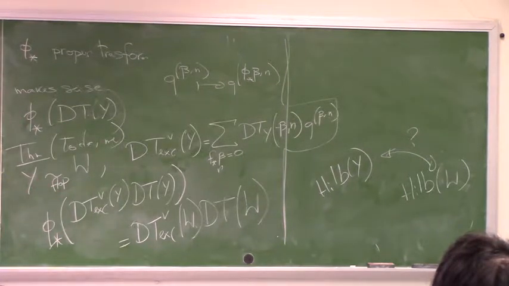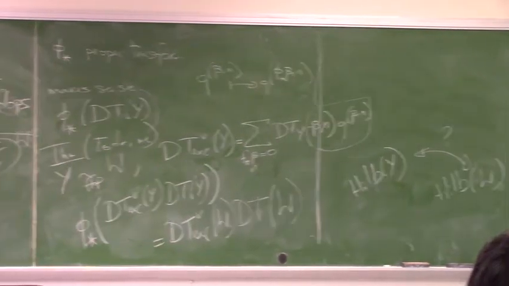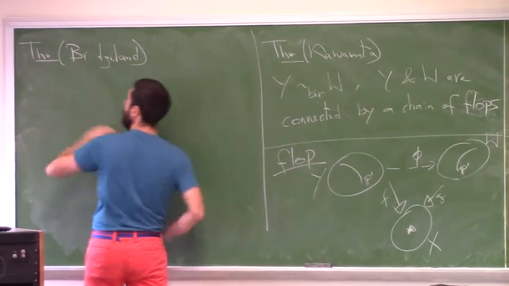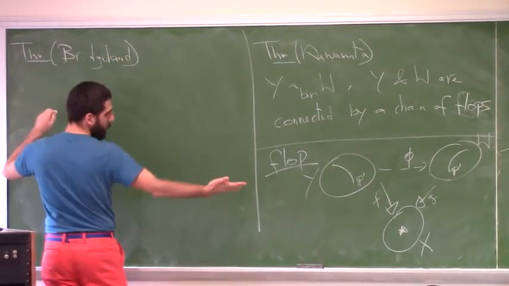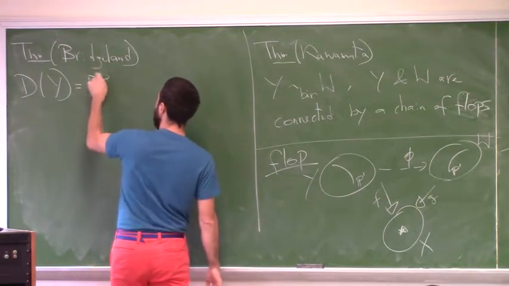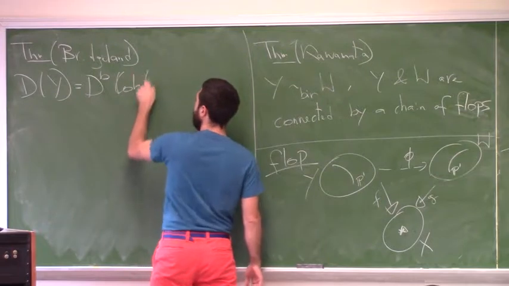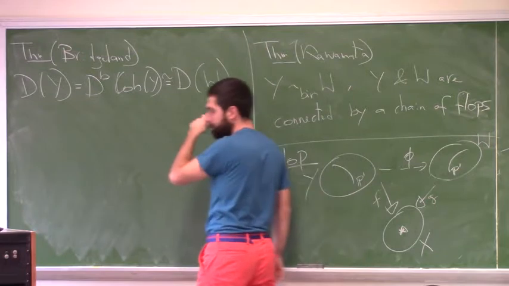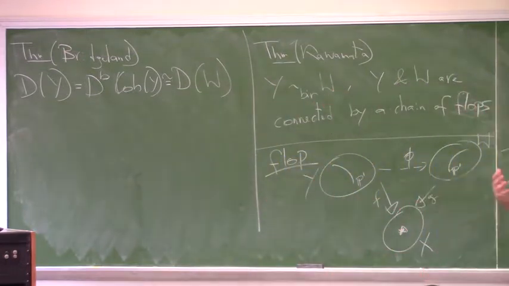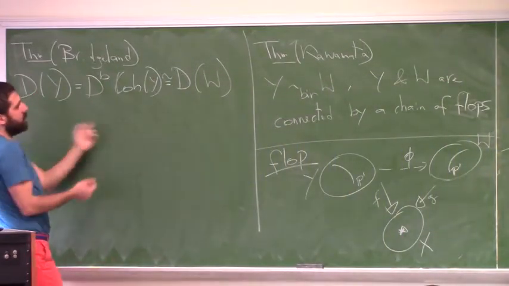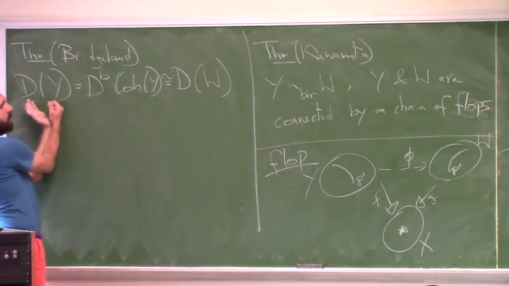So first of all, there's this theorem by Bridgeland, which is the first step in all this. In the case where Y and W are related by a flop, the derived category of Y, and by this I mean the bounded coherent derived category of Y, is equivalent to the derived category of W. So this is already a first step, but it's still not telling me enough. Somehow, at least I know that the sheaves on W are closely related to the sheaves on Y.